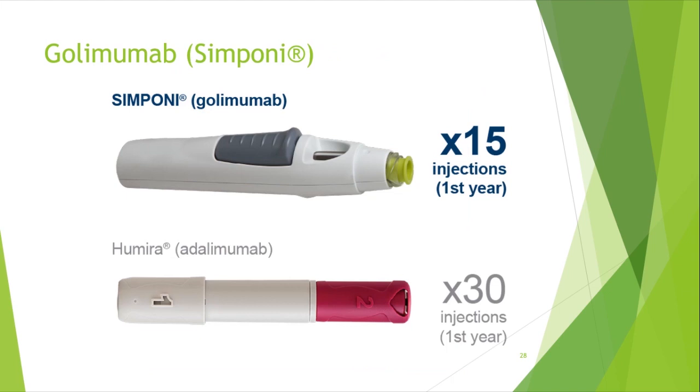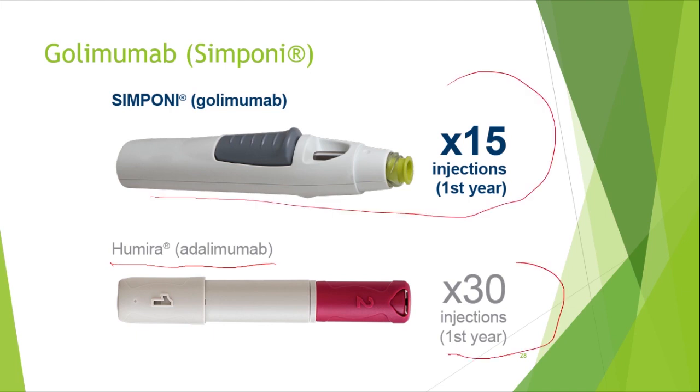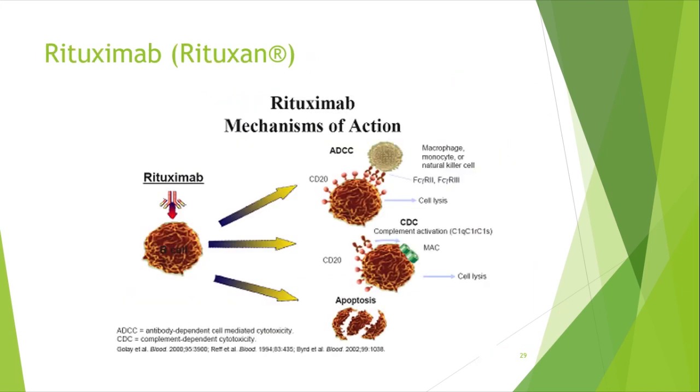Alright, so this is just an example of how these medications are administered. It comes in a pen, almost like an EpiPen. In many cases, you inject yourself. Now Humira, being an older one, needs more injections compared to some of the newer agents that require fewer injections. Fewer injections is better in my opinion for patients.